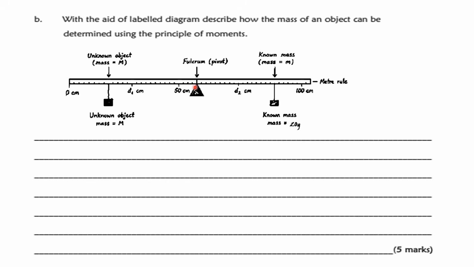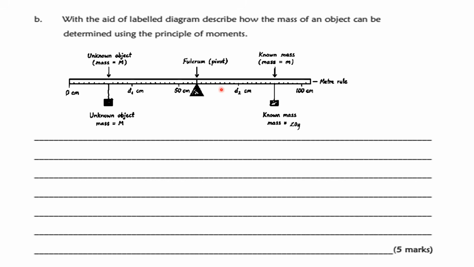So the diagram that we need is this one here, consisting of a ruler, which is pivoted here, supported there. Roughly, this is supposed to be 50 centimeters. It's the middle. So on one end, an unknown mass is attached. On the other end, a known mass is attached, a standard mass. The distance between the pivot and the unknown mass is d1, while the distance between the pivot and the known mass is d2.